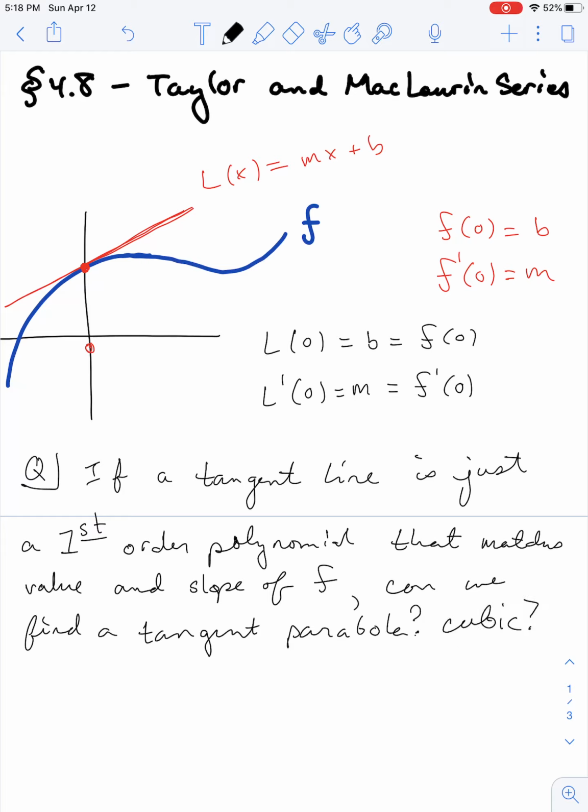A tangent cubic? If finding this tangent line was just fitting a first order polynomial that matches the value of f at 0 and matches the slope of f at 0, why stop there? I could create another polynomial, a parabola, a quadratic polynomial that matches f not only in value, not only in slope, but also in concavity at that one point.